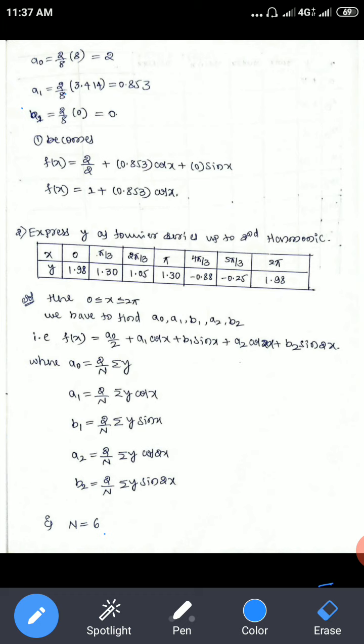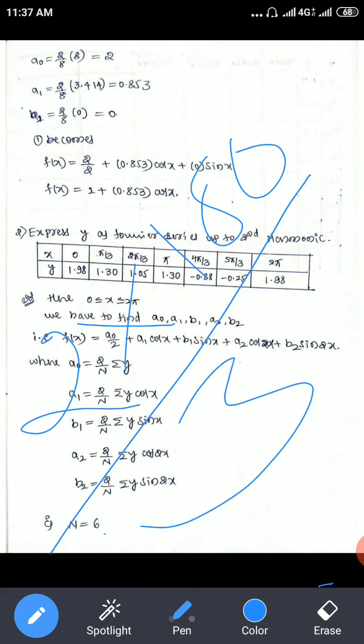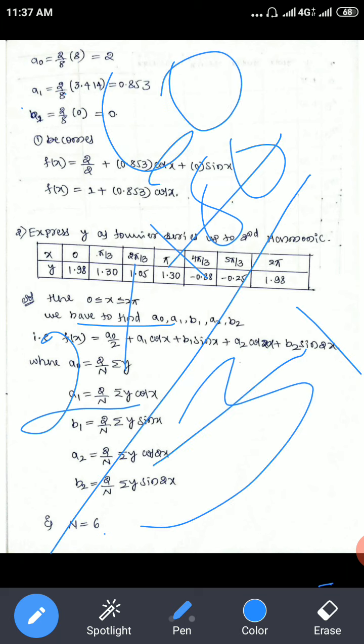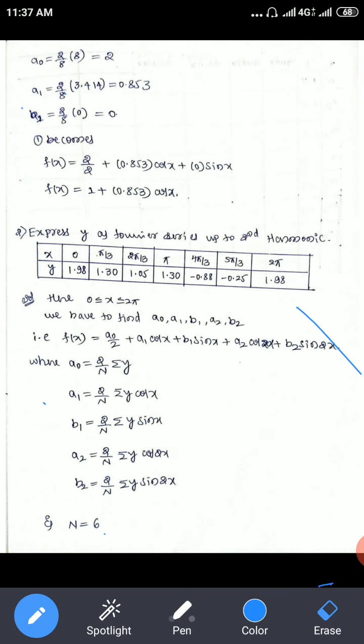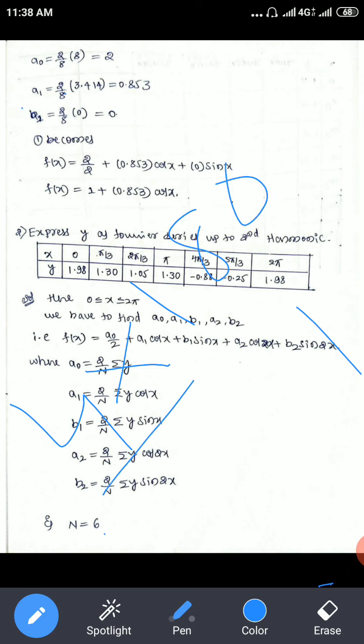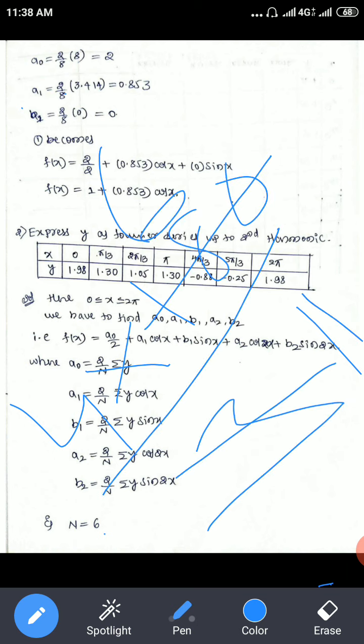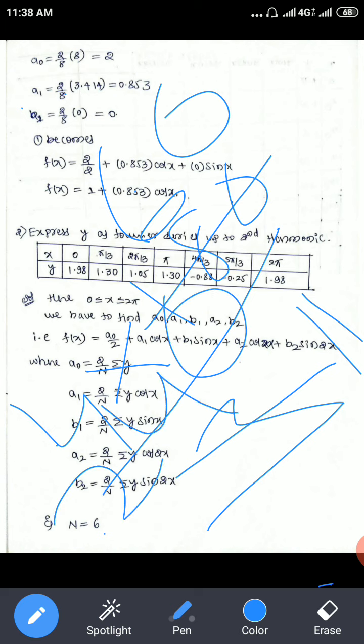So next 2π by 3. Next is 2 into 180 divided by 3. 120 is the answer. Okay. So this is π. π means 180. Okay, so next thing is that 4π by 3. So that is 4 into 180 divided by 3, 240 is the answer.